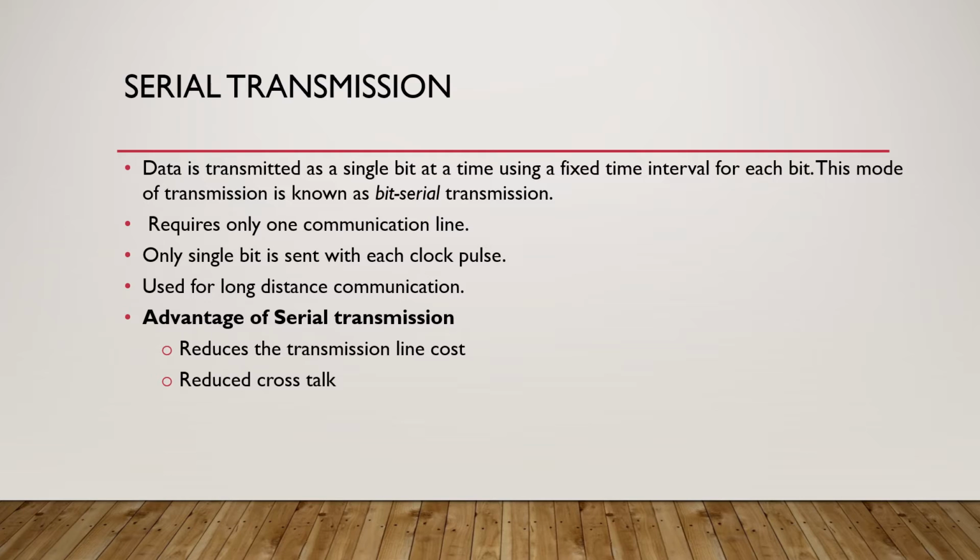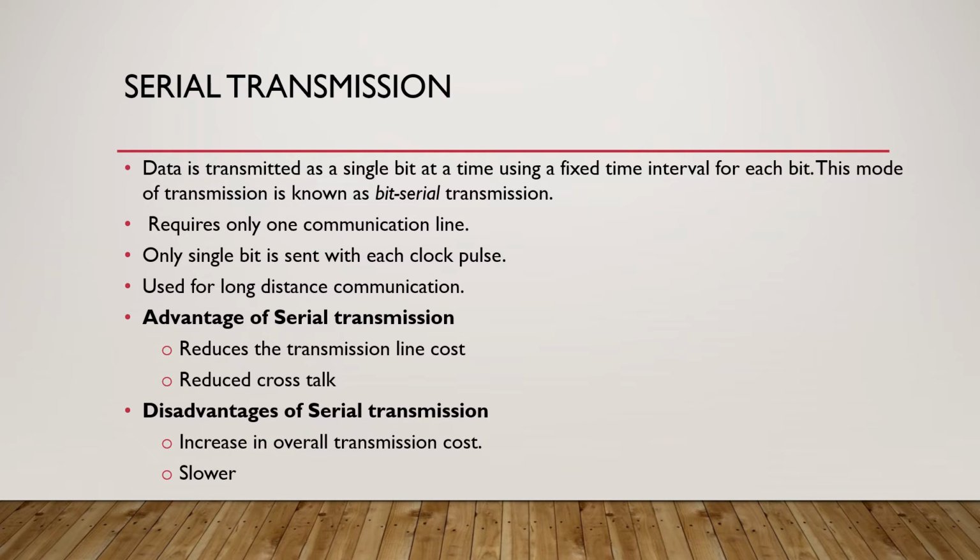Advantage: use of a single communication line reduces transmission line cost by a factor of n as compared to parallel transmission. A lesser number of wires results in reduced cost. Disadvantage: use of conversion devices at the source and destination end may lead to an increase in overall transmission cost. Second disadvantage, this method is slower as compared to parallel transmission as bits are transmitted serially one after the other.